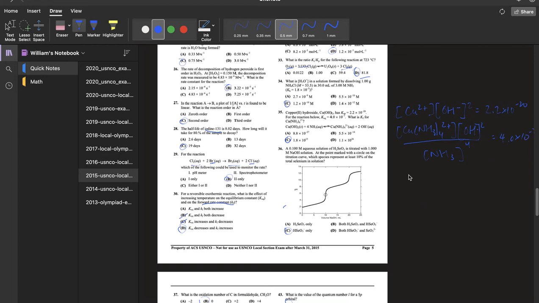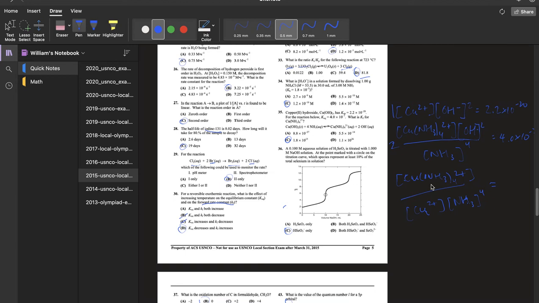And we're looking for the KF, which would be this. Let me think. It would be Cu2+, and then you have NH3 to the 4th. That would be our KF. And if you think about it, you can divide this second equation by this first equation in order to achieve that KF.